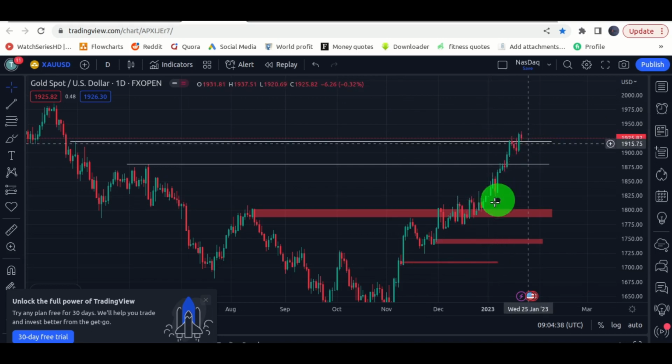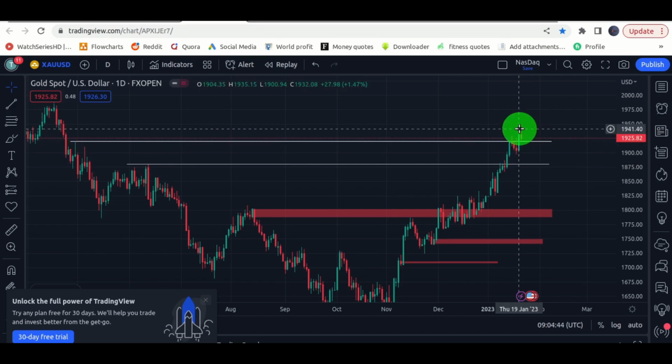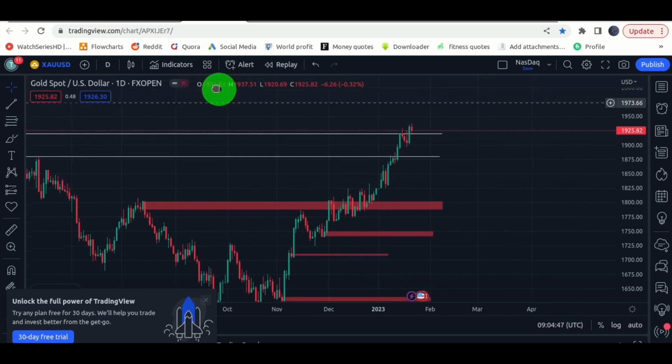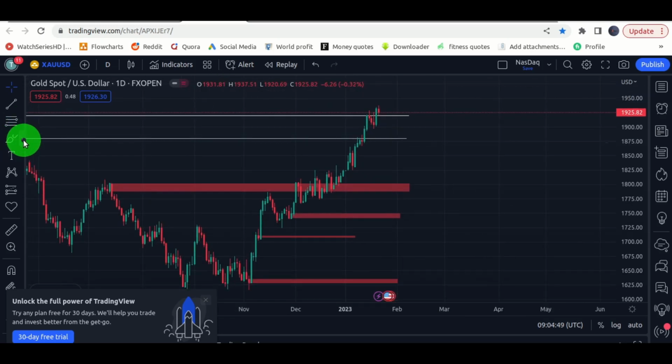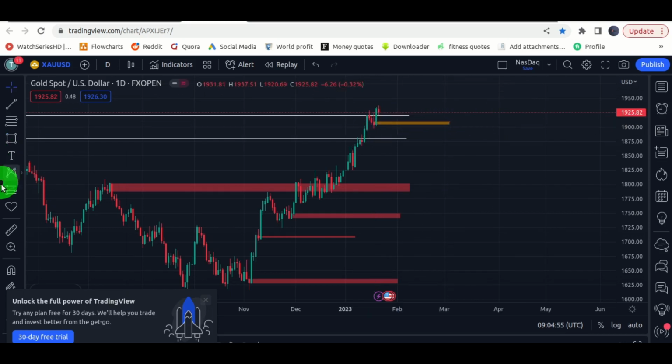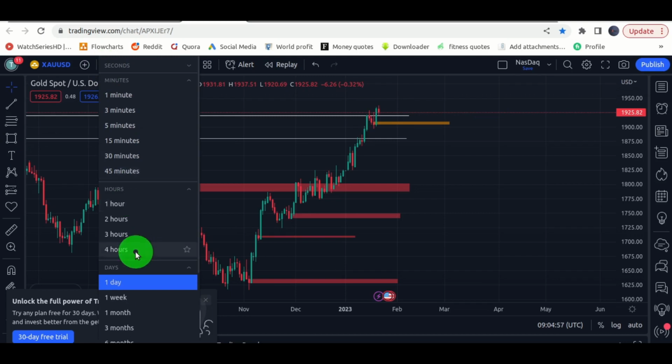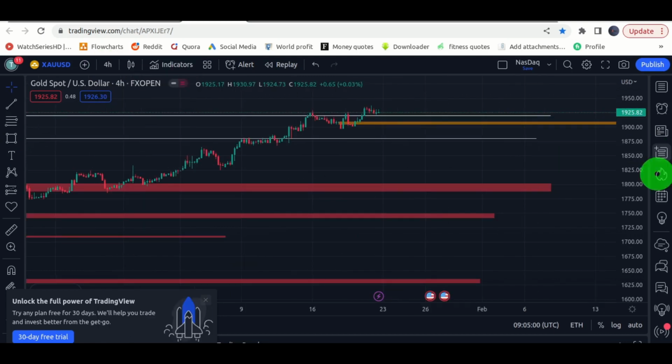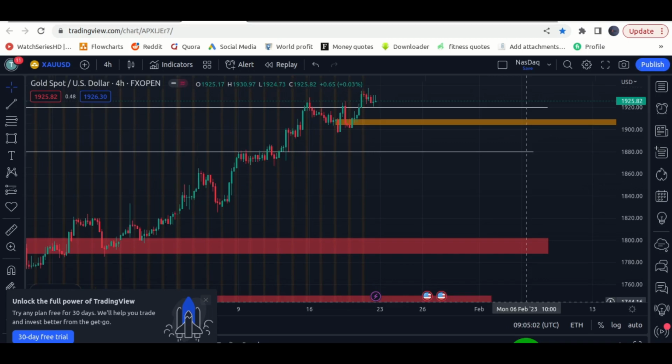So on gold, I'm thinking of buying, because this looks like a break. I also see an order block right about there. So let's switch from daily to 4 hour time frame. Okay, and on the 4 hour time frame, we can wait for gold to drop into this order block, then we look for our buys.